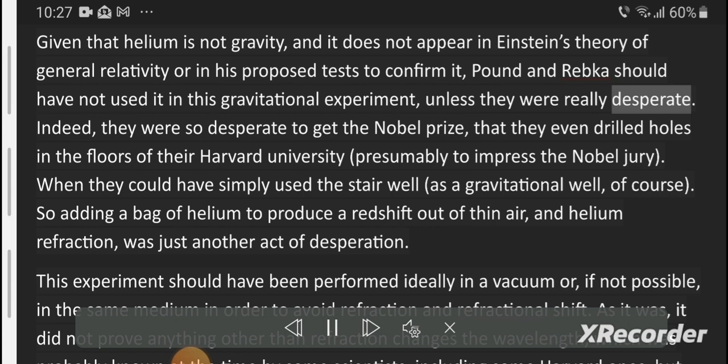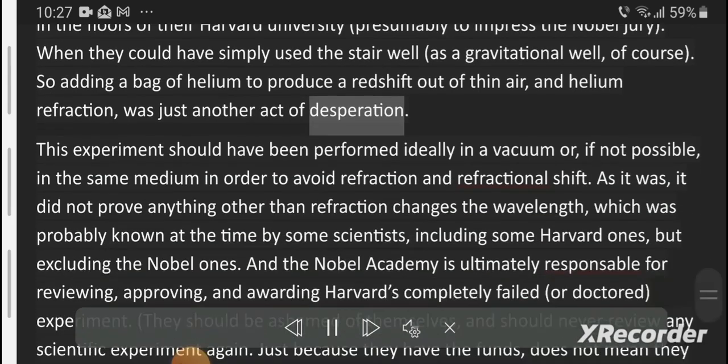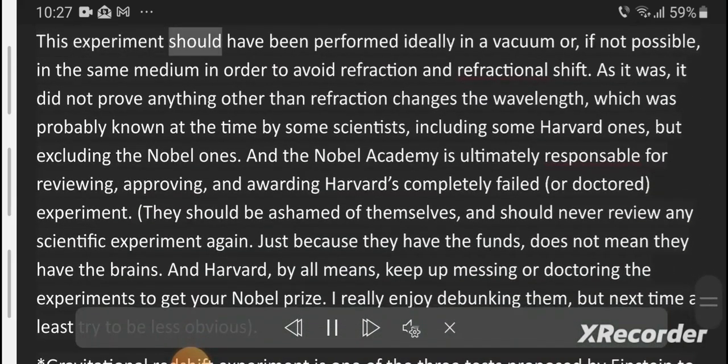unless they were really desperate. Indeed, they were so desperate to get the Nobel Prize, that they even drilled holes in the floors of their Harvard University, presumably to impress the Nobel jury. When they could have simply used the stairwell, as a gravitational well, of course. So adding a bag of helium to produce a redshift out of thin air, and helium refraction, was just another act of desperation. This experiment should have been performed ideally in a vacuum or, if not possible, in the same medium in order to avoid refraction and refractional shift.